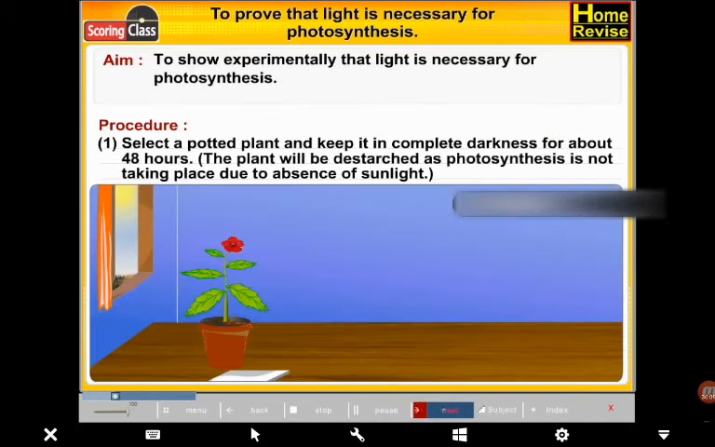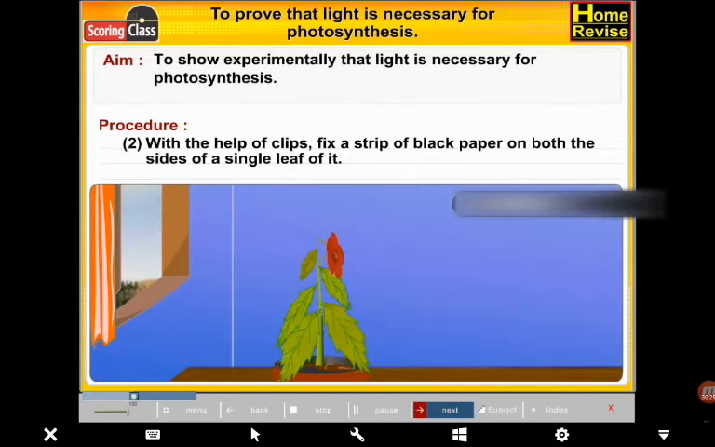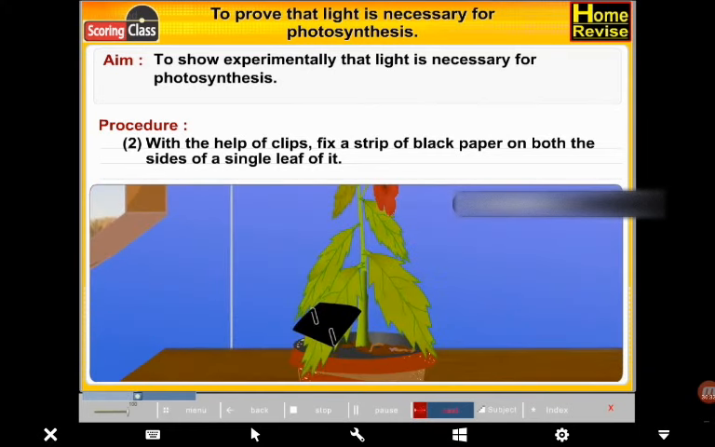Procedure number 1. Select a potted plant and keep it in complete darkness for about 48 hours. The plant will be destarched as photosynthesis is not taking place due to absence of sunlight. With the help of clips, fix a strip of black paper on both the sides of a single leaf of it.